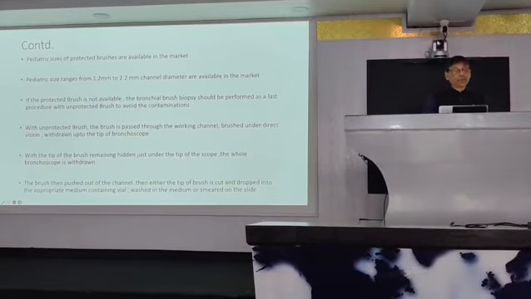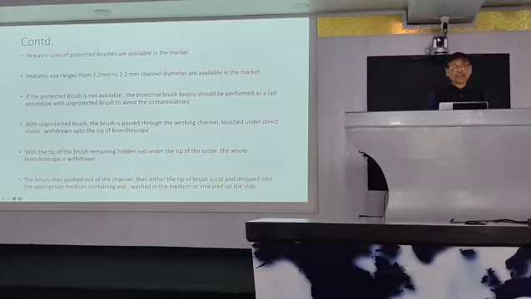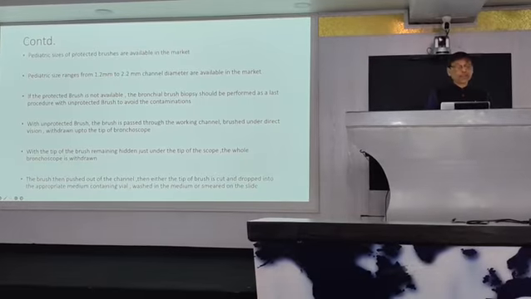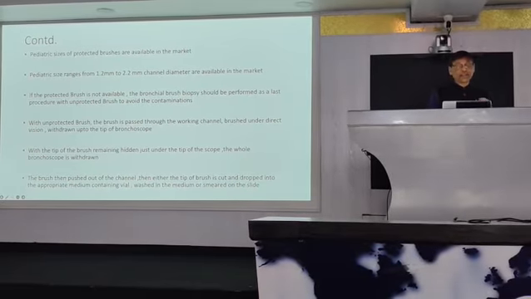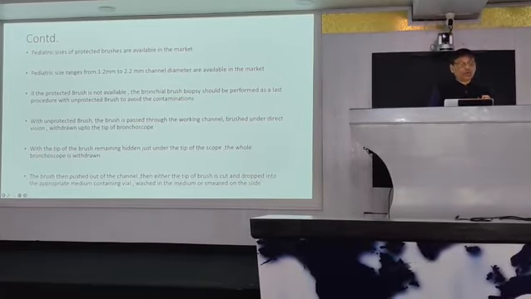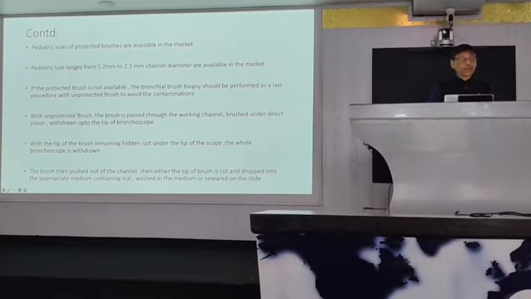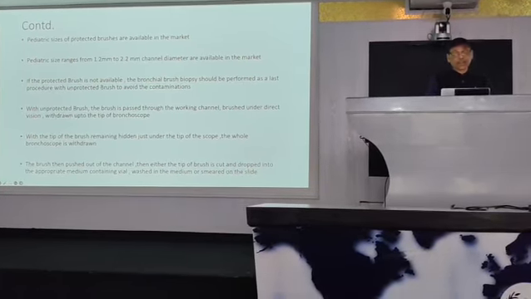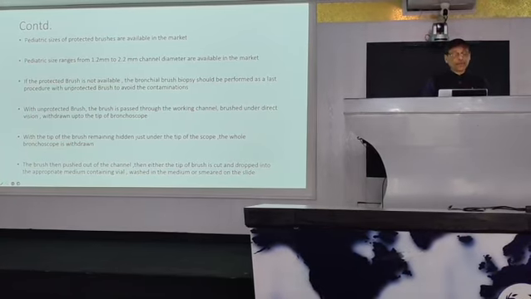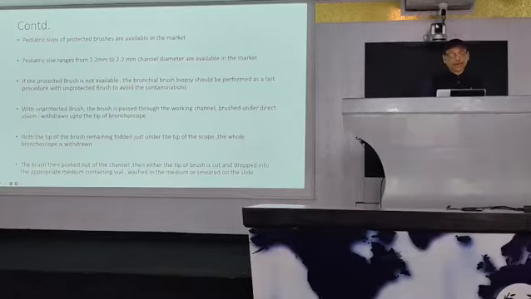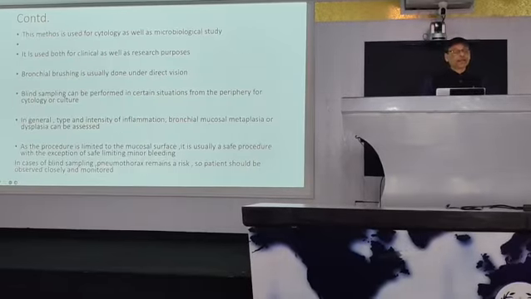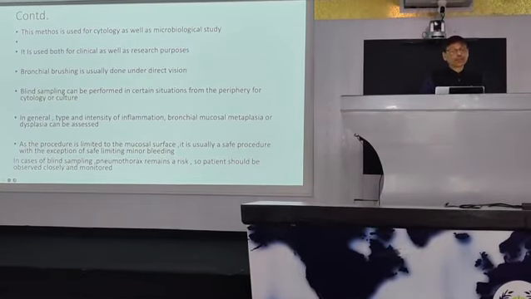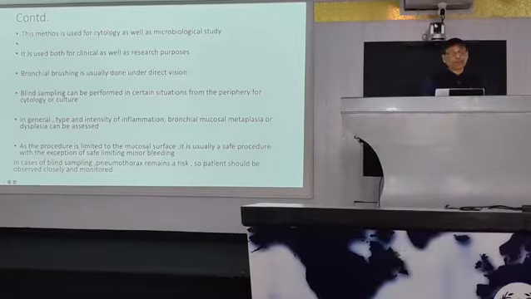With the protected brush, the brush is passed through the working channel, brushed under direct vision, withdrawn up to the tip of the bronchoscope. With the tip of the brush remaining hidden just under the tip of the scope, the whole bronchoscope is withdrawn. The brush is then pushed out of the channel, then either the tip of the brush is cut and dropped into the appropriate medium containing vial, washed in the medium or smeared on the slide. This method is used for cytology as well as microbiological study. It is used both for clinical as well as research purposes.